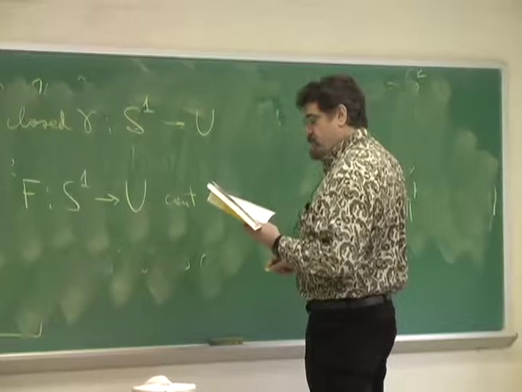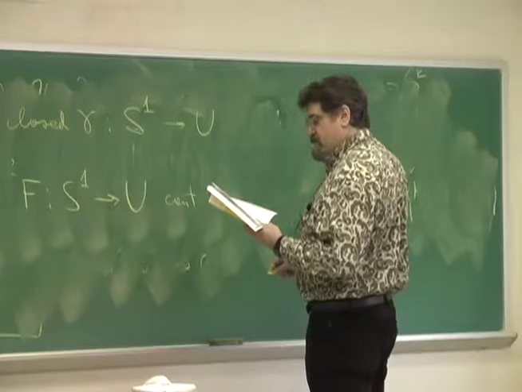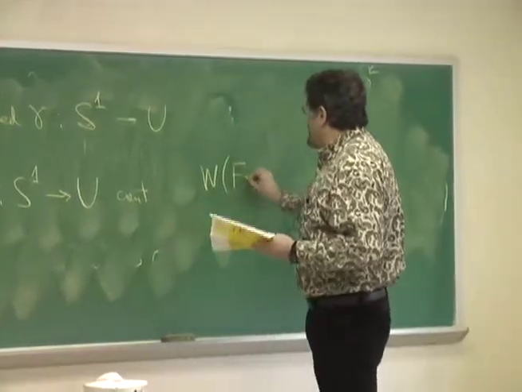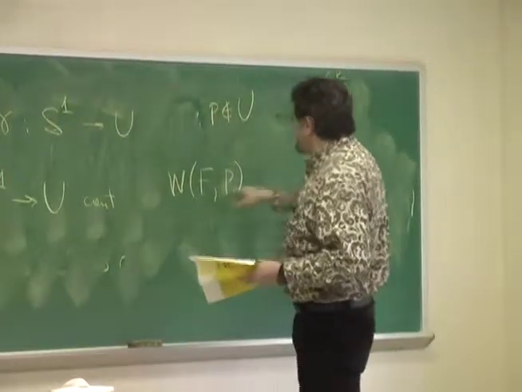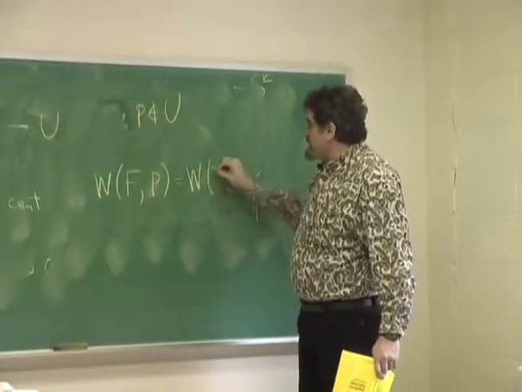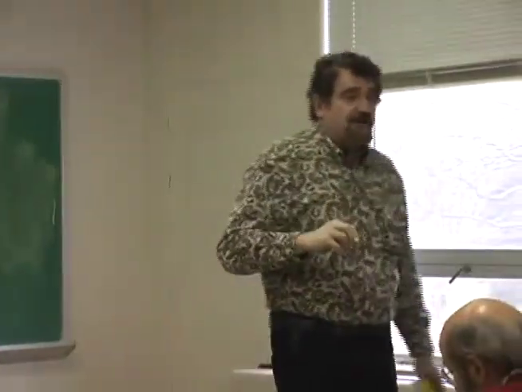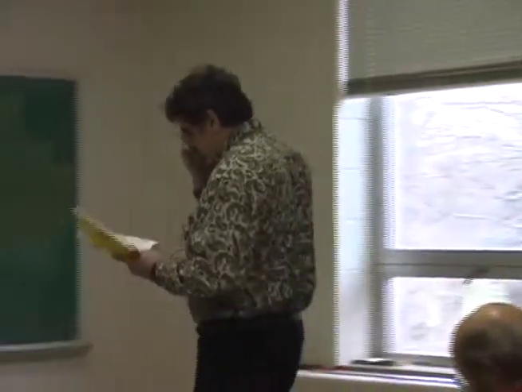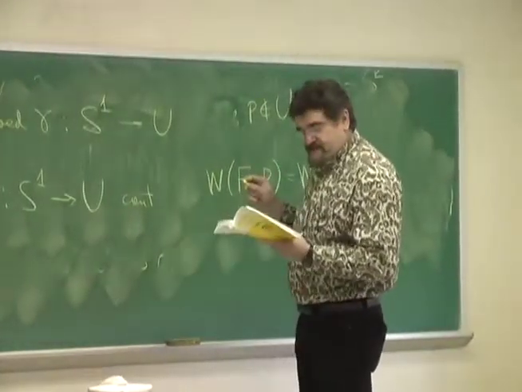Just a moment please, what is the notation? Degree, I believe. So if P is not in U, then the winding number of F with respect to P is the winding number of the related gamma over P. Because F, the mapping of a circle into U, is exactly the notion of a path, and we know what the winding number of a path is.